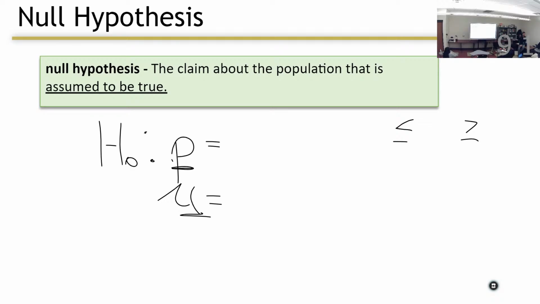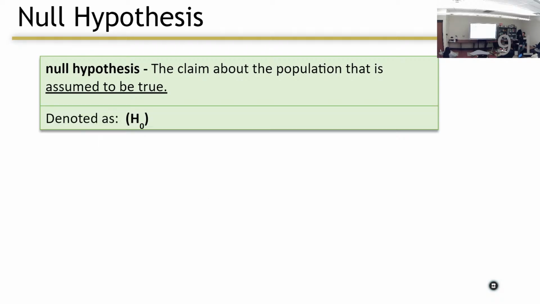Any question about the H naught or the null? Ho, Santa Claus, he just came. He had 3 nulls. No boats. That's trig.